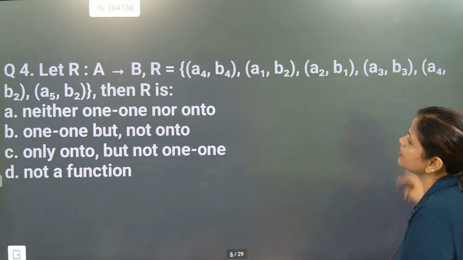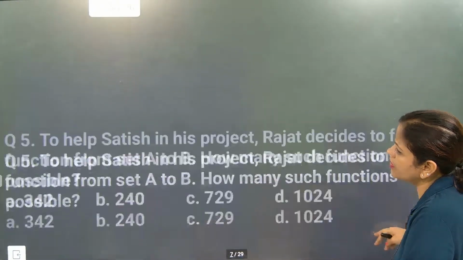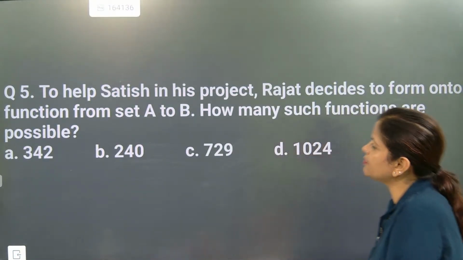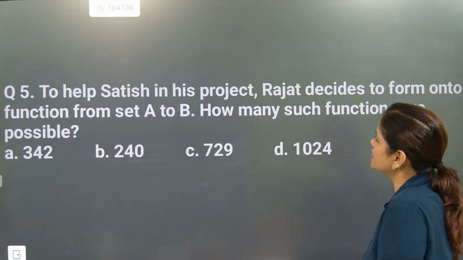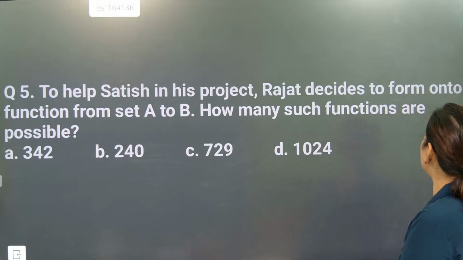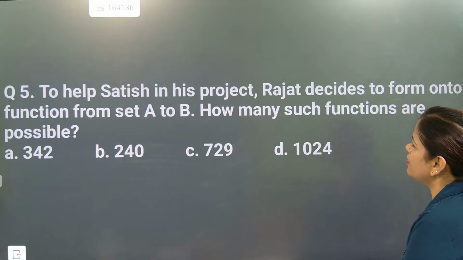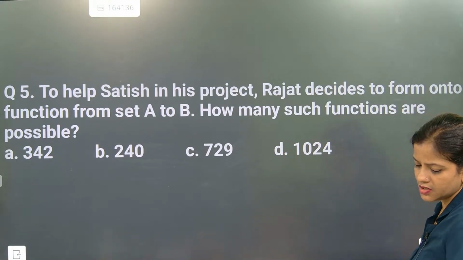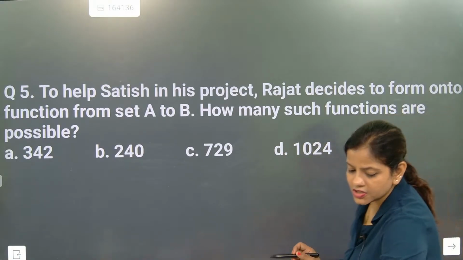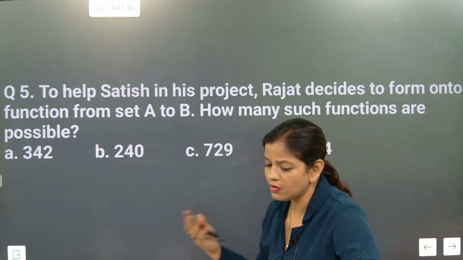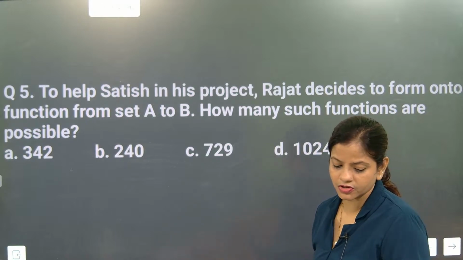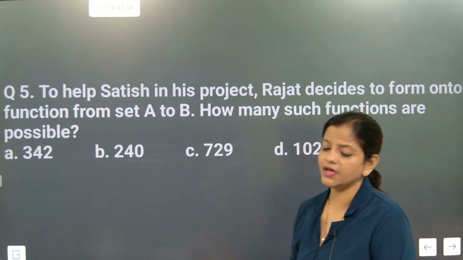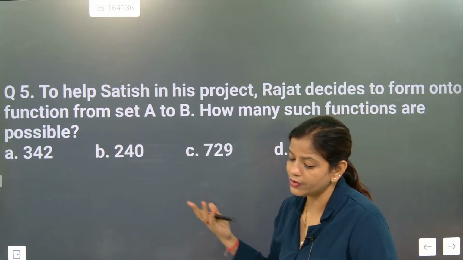Now we will solve the next part of the question, beta. What is the next part telling? To help Satish in his project, Rajat decided to form onto functions from A to B. How many such functions are possible? Beta, there is a formula. So there will be a very important section here for finding the number of onto functions.